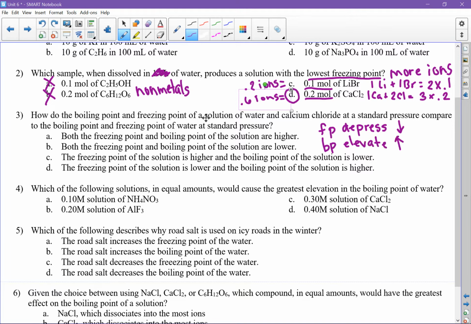So if I have a solution of water and calcium chloride, adding that calcium chloride is going to do this. So I want to find a choice that says the freezing point has gone down and the boiling point has been elevated. So that is choice D. So it says freezing point is lower and boiling point is higher.